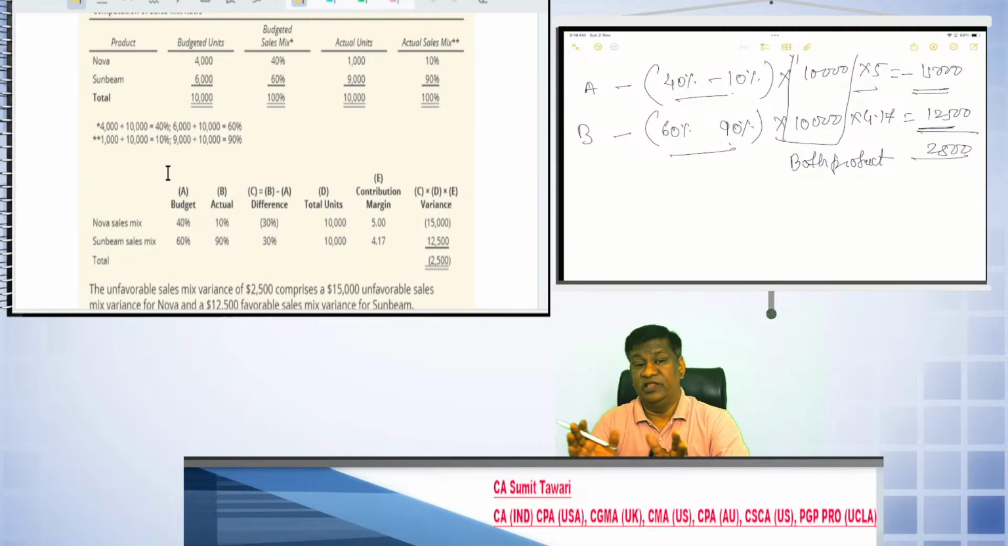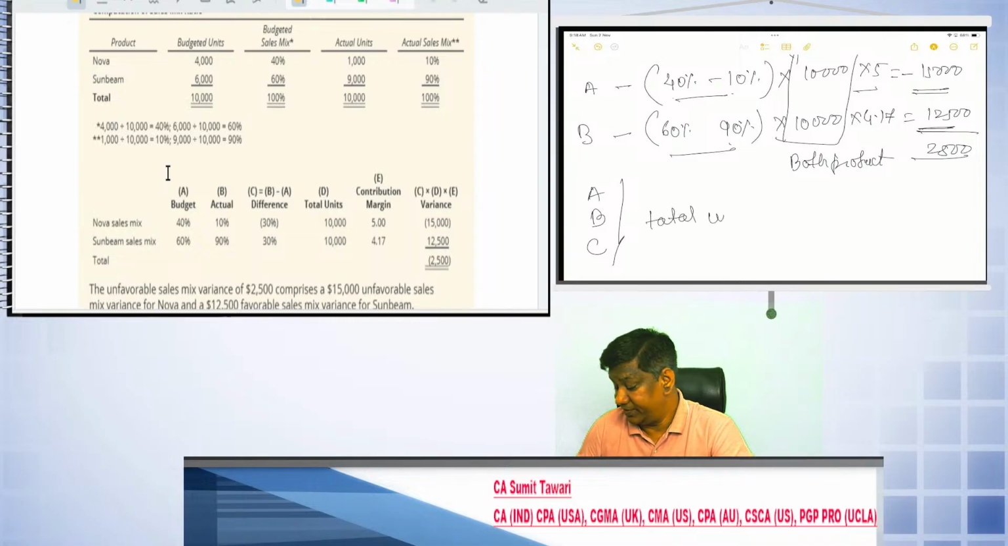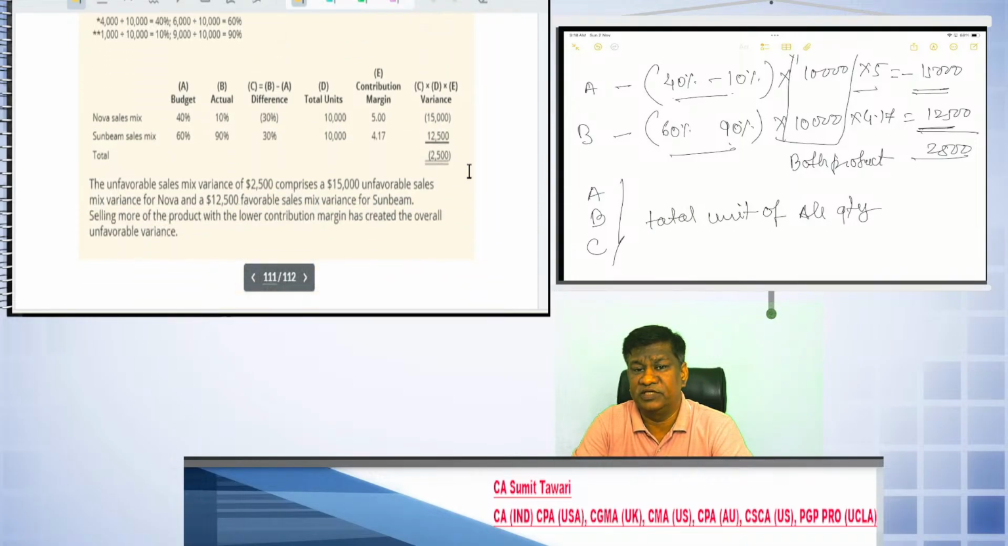Again, you need to calculate for each product: the difference in the share multiplied by the total quantity. Total quantity of all products means, if here it is A and B, or if there is B and C, you need to consider the total units of all quantity. You need to calculate the variation for each product, and then summarize or make a total, which would be your mix variance.